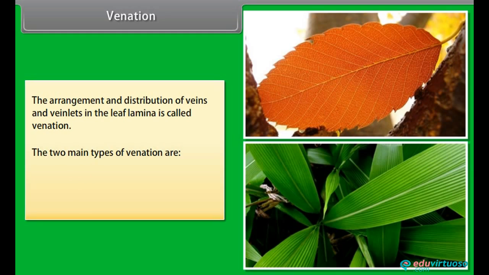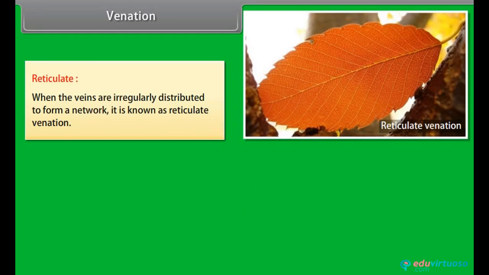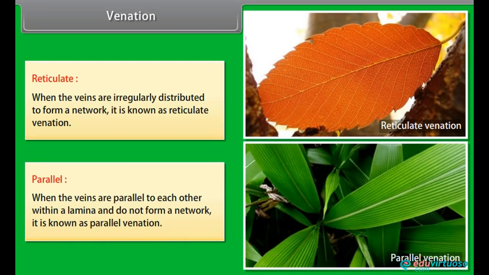The two main types of venation are reticulate and parallel. Reticulate. When the veins are irregularly distributed to form a network, it is known as reticulate venation. Parallel. When the veins are parallel to each other within a lamina and do not form a network, it is known as parallel venation. Types of leaves.